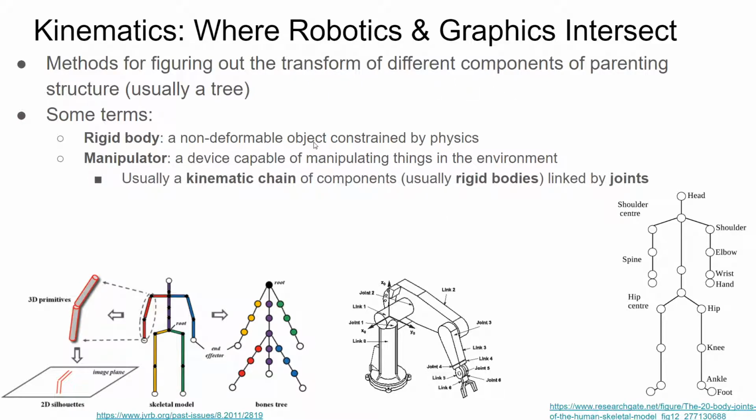A manipulator, so the general definition is that it's a kinematic chain of components, such as our rigid bodies, that are linked by joints. And so by this definition, you would assume that a manipulator has to be a limb, but like I said, it can vary sometimes.